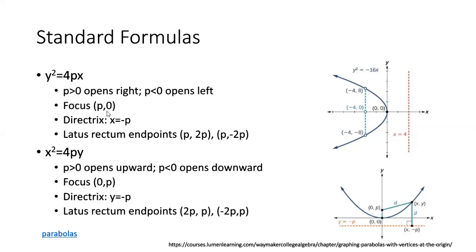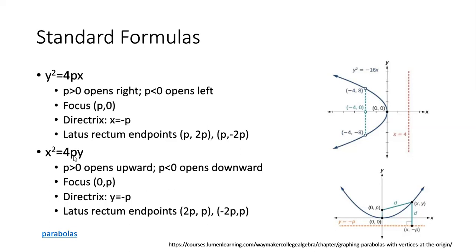So our focus is going to be at (p, 0). So we move from our origin to p along our x-axis. And the directrix, we're going to move equidistant in the opposite direction to get to x equals negative p. Now our latus rectum, we're going, in this drawing, our vertex is at negative 4, 0. We're going to move up 2p and down 2p. So we're moving perpendicular to our axis of symmetry to get to our latus rectum. So it becomes (p, 2p) and (p, negative 2p).